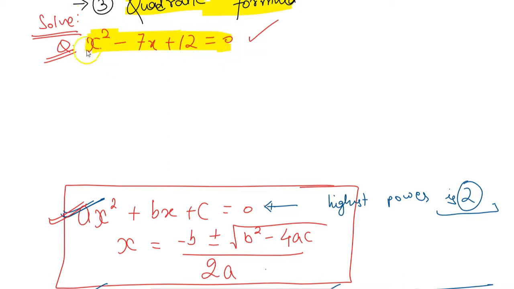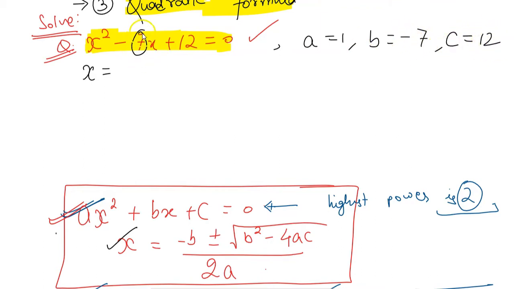So you can pause the video and try it. To solve this, we'll just put in this formula of x. So x is equal to minus b. That means, what is the value of a, b and c? Let's write that first. a is 1, b is minus 7, c is 12. Remember, this is not b.